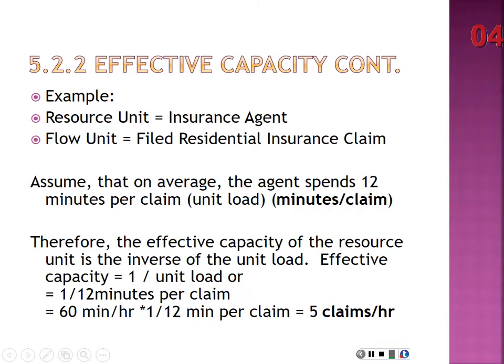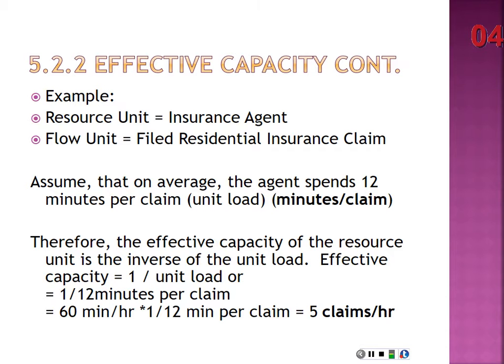If our resource unit is an insurance agent and our flow unit is a filed residential insurance claim, assume that on average the agent spends 12 minutes per claim. Okay? Throughput, unit load, right? Minutes per claim, right? Nope, sorry, other way around. So we're talking about a takt time here. That's how long he spends on it, time per unit. Therefore, the effective capacity of the resource unit is the inverse of the unit load. So it's 1 over the unit load.